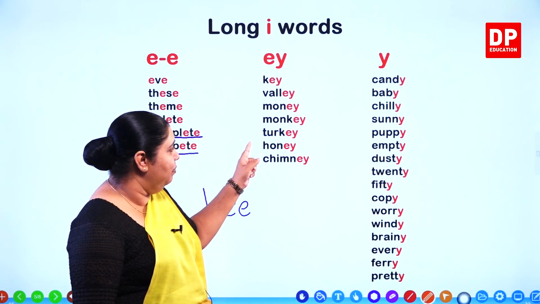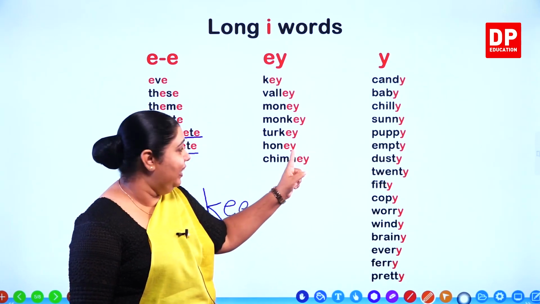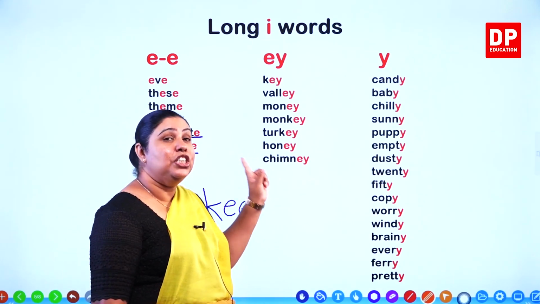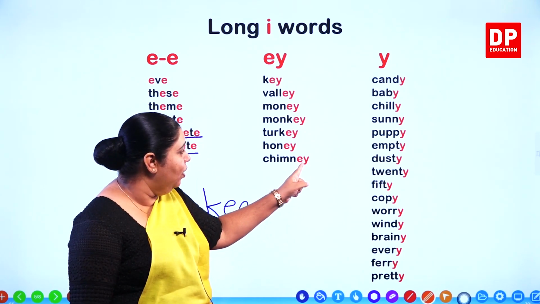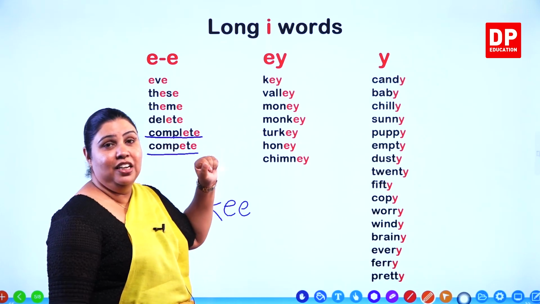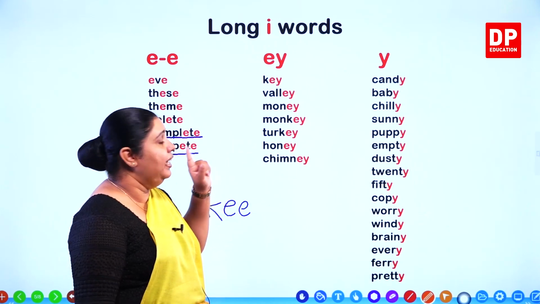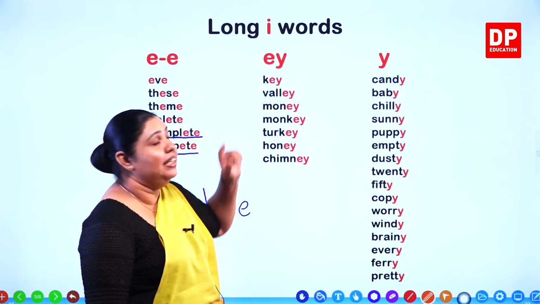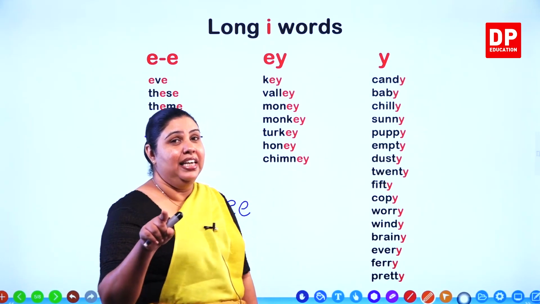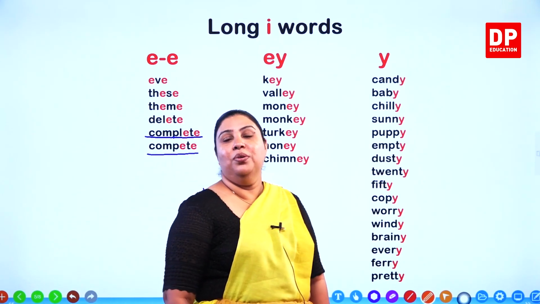Last one. The one before the last one. Honey. Honey. At the end of the word we have the long E. Chimney. Chimney. Can you see the long E sound at the end? We have key, valley, money, monkey, turkey, honey, and chimney. So here the E sound comes at the end of the word. So EY gives us another long E sound. Then now look at this.